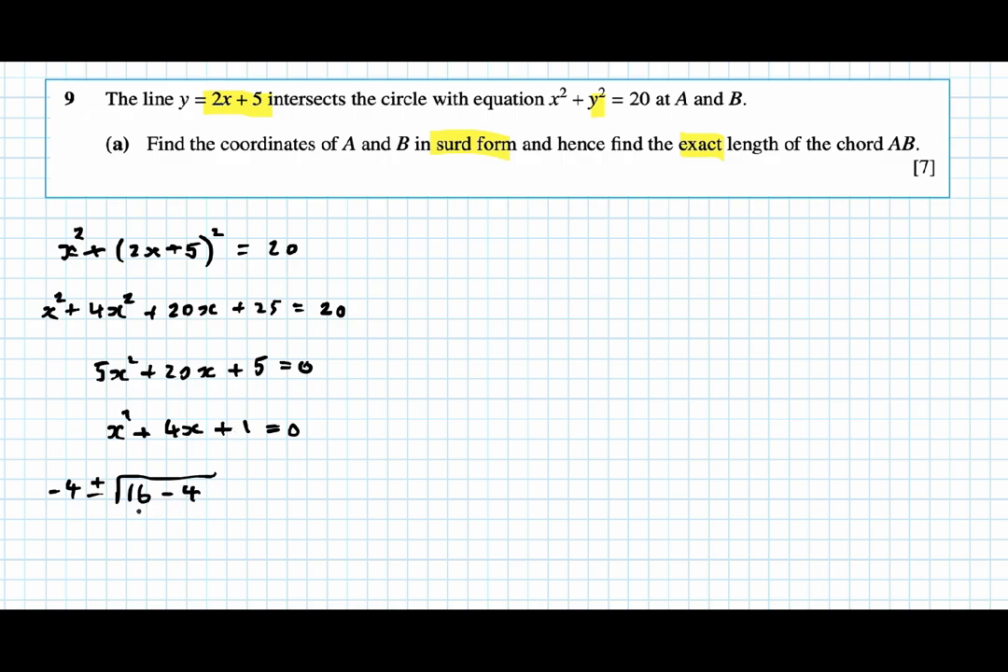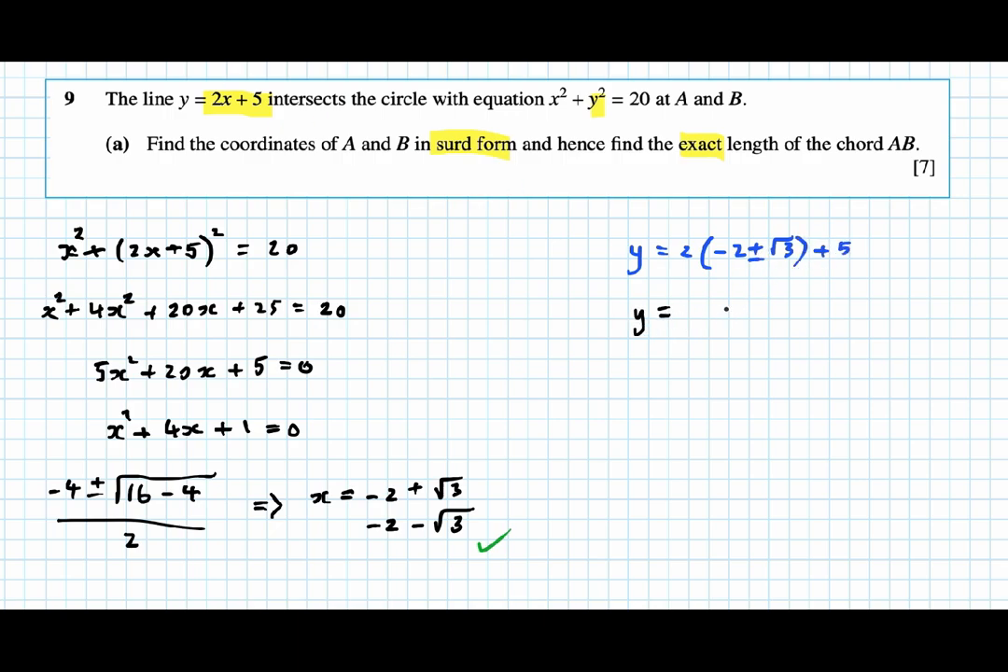So 16 minus 4, over 2. And so it's going to be root 3. So yeah, we got minus 2. So x is equal to minus 2 plus root 3 or minus root 3. And that's x. So sub that back into the simplest equation that we have. So y is equal to 2x plus 5. So 2 times minus 2 plus or minus root 3, close bracket, plus 5, and you'll find your y values, which are 1 plus or minus 2 root 3.